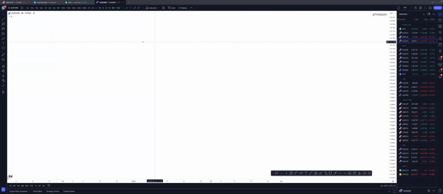Now, to validate your swing structure, there must be a sweep of the previous low. Please take note of this here. There must be a sweep of the previous low or the previous high. For example, you have price do something like this, right? Now, you already assume that this is a swing structure and you do not expect this low to be taken out.